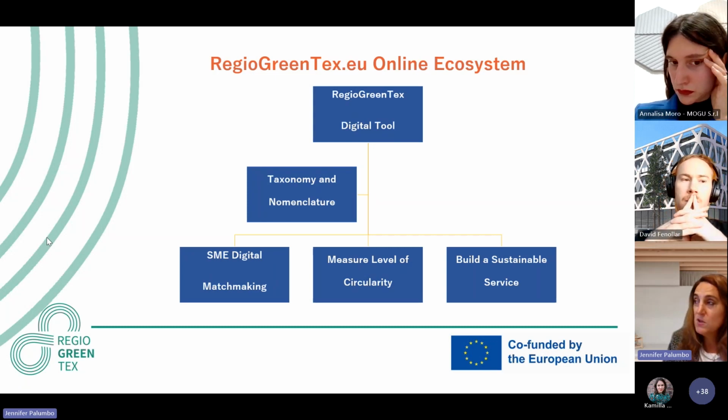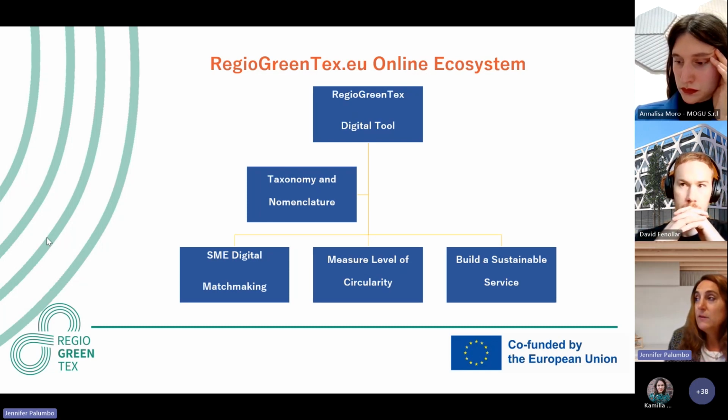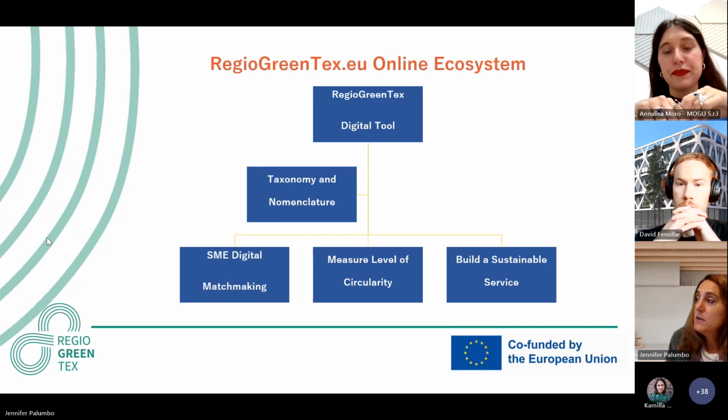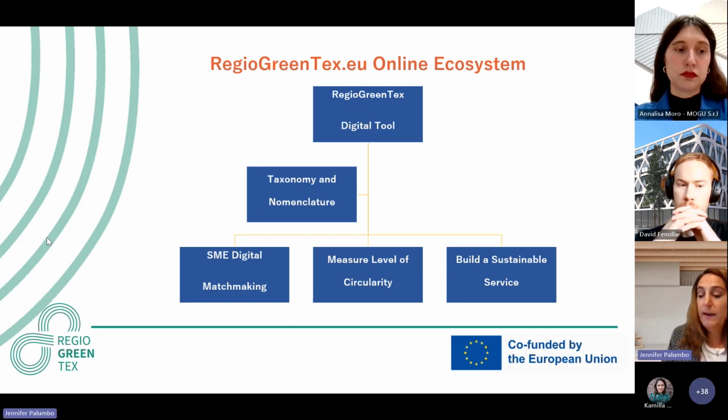So that's something that's also being developed. There will be a questionnaire of some kind where the company inputs information and receives recommendations or something like that to help them become more circular. And of course, we want to build a sustainable service. So this platform is one of our 26 SME projects, as I'll say in the next slide. And so we want to make this into something that will continue and have a business model after the end of the project.